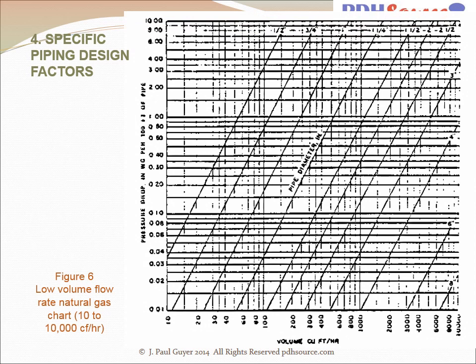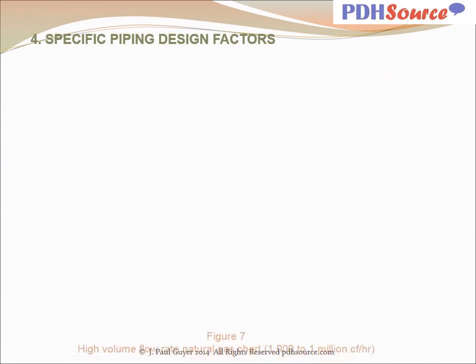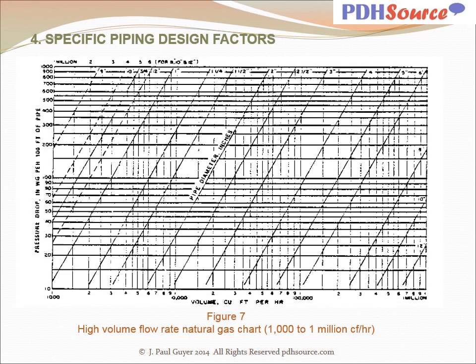Figure 6 indicates low volume flow rate natural gas chart. Volume in cubic feet per hour on the horizontal axis and pressure drop in inches of water per 100 feet on the vertical axis for pipe design factors. Figure 7 indicates piping design factors for use on high volume flow rate natural gas systems, 1,000 to 1 million cubic feet per hour.